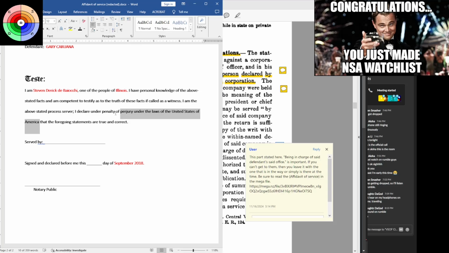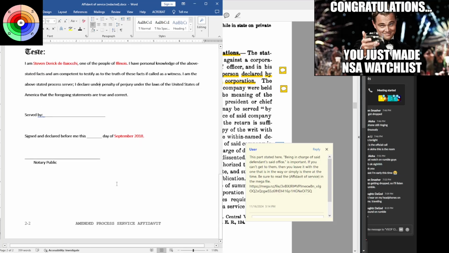And somebody said to me, well, you don't want to be under the laws of anything. I said, no, you don't understand. Go read the U.S. Code. And I told them to go find the section. So that's why that's important. And that's the end of the process service affidavit.